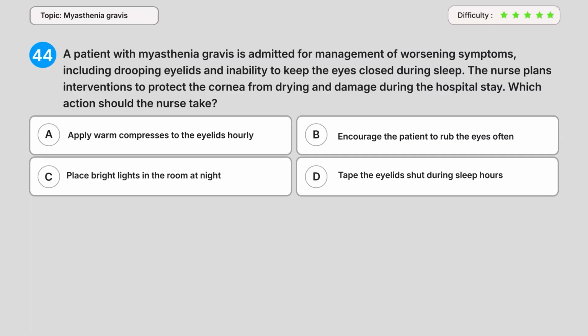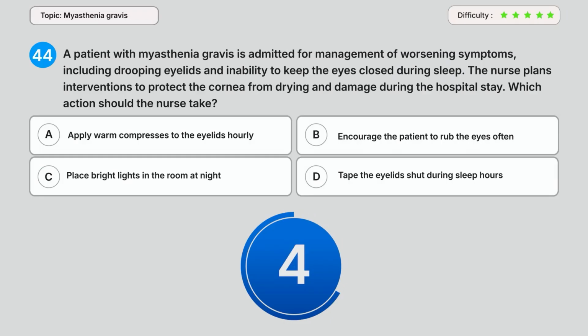A. Apply warm compresses to the eyelids hourly. B. Encourage the patient to rub the eyes often. C. Place bright lights in the room at night. D. Tape the eyelids shut during sleep hours. Do you know the answer?